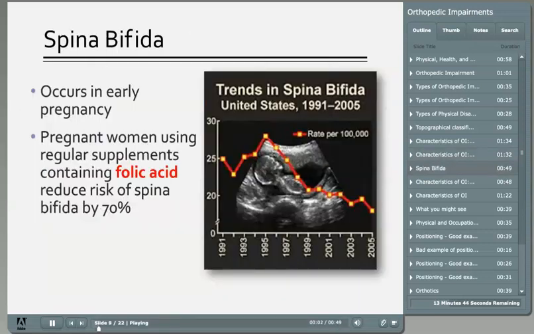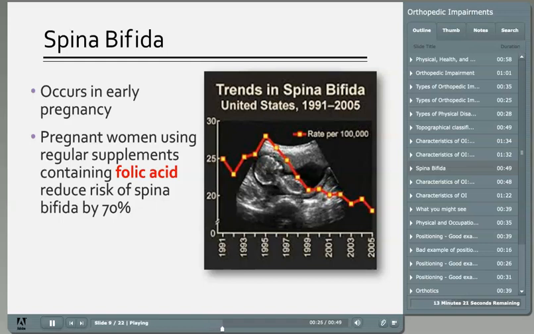Spina bifida is a condition that occurs early in the pregnancy and affects the vertebra, or backbones, and sometimes the spinal cord. 70% of spina bifida cases are preventable by taking adequate amounts of folic acid during pregnancy. The availability of these prenatal vitamins has greatly reduced the incidence of spina bifida in developed countries.